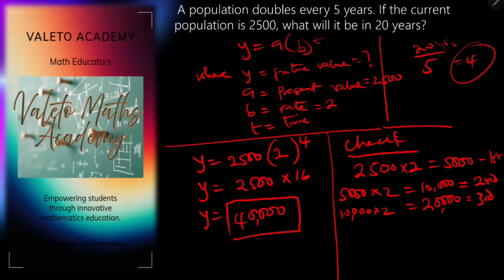Remember, there are 5 years in 20 years. And for the fourth 5 years, it will now be 20,000 times 2, which is equal to 40,000. This is for the fourth 5 years. Okay, and that is how we arrived at 40,000 using this very simple formula. This is for population growth, this is for exponential growth.